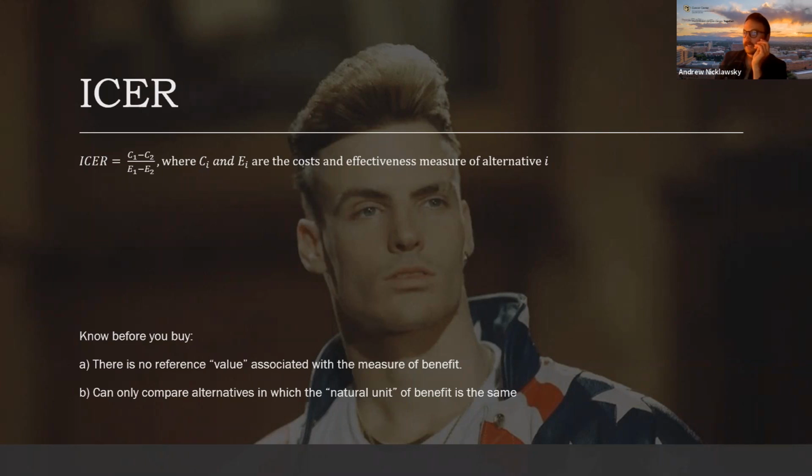Some things to take into account here. There's really no reference value associated with this measure of benefit, so we need to make a determination ourselves of what's considered to be good. And then also, you can only compare alternatives in which the natural benefit is the same. Like if you've heard the phrase, you have to compare apples to apples, oranges to oranges. It doesn't make sense if we don't have the same benefits.